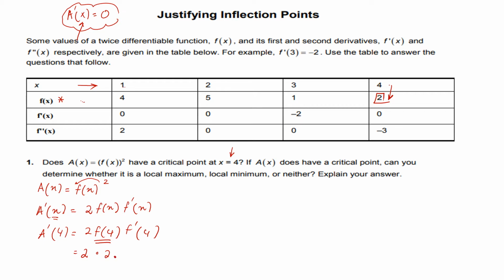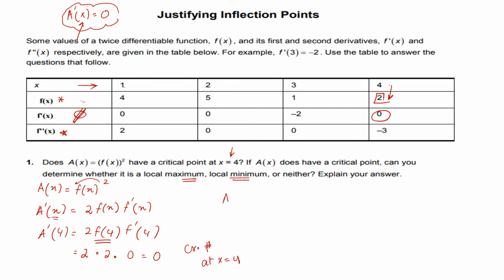Then f prime of 4. So this is f prime, the second one, and here is the 4, and f prime of 4 equals 0. So anything multiplied by 0 gives you 0, which shows that yes, there is a critical number at x equals 4. Now they are asking whether at that point you have a local maximum or local minimum, or neither.